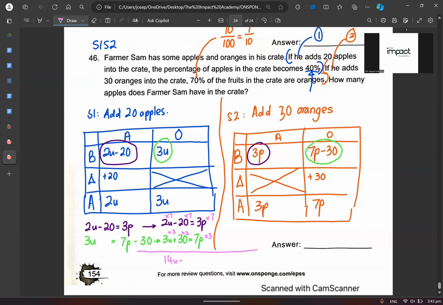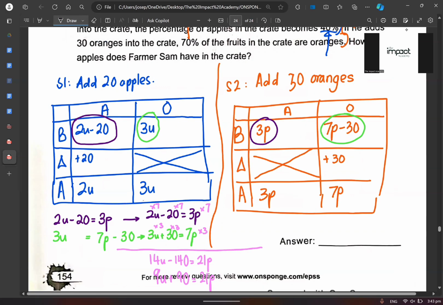14 units minus away 140 is equals to 21 parts. Make sense? 9 units plus 90 is equals to 21 parts. Do you agree or disagree? Okay, so what you want to do is, of course, sorry, plus 90, correct? Yeah, equals to, yeah, right?